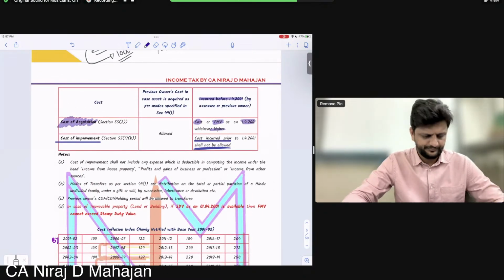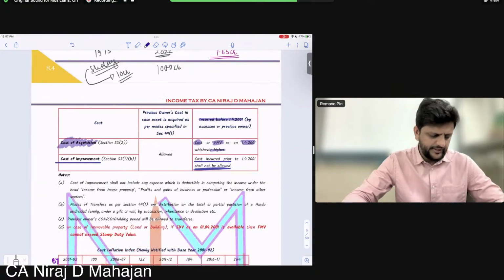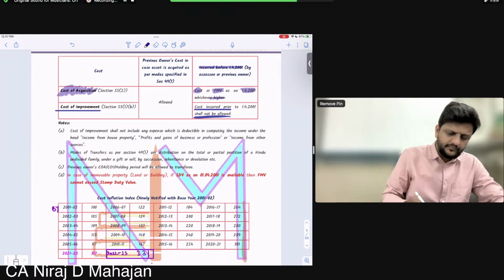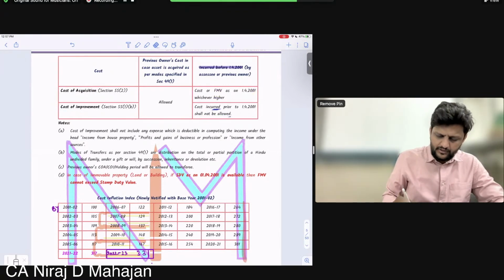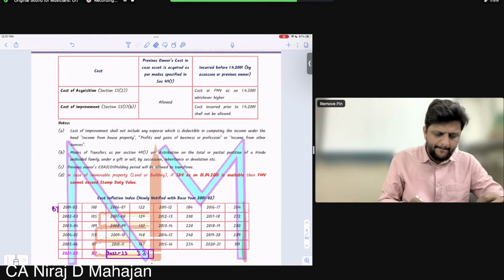Ready, all of you? Check page 8.5 with me. Pay attention. Ready? And we are doing again something very important and something very basic also. First we'll understand the concept and then we'll do that question which we are doing, 46. Cost of acquisition, pay attention.